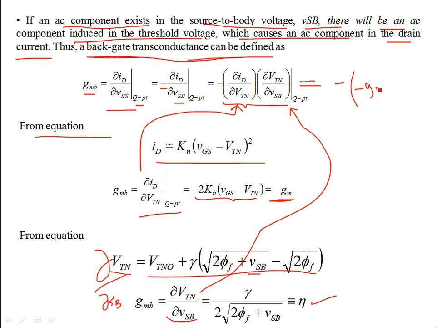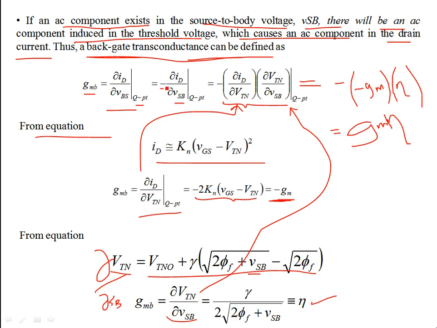Again, you see the transconductance nature of this body effect. Let me write this down first. The backgate conductance GMB is GM, the transconductance parameter of the MOSFET, multiplied by eta, and eta is given in terms of the body parameter gamma and the doping function phi.